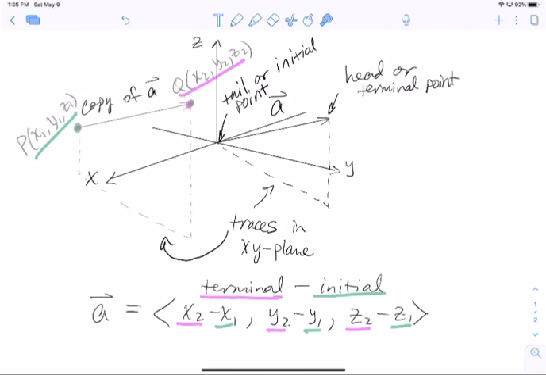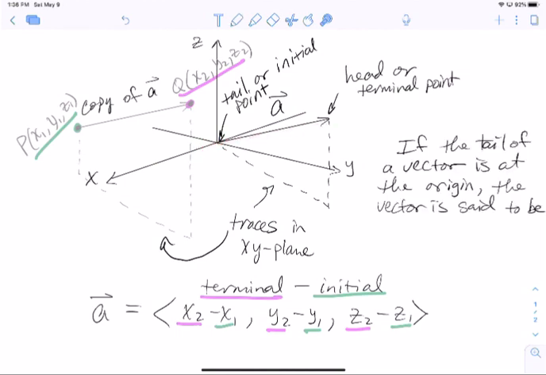So just to recap, any vector that goes from P to Q, we're going to form some differences. We're going to subtract the coordinates of P from the coordinates of Q. The terminal point comes first. It's terminal minus initial. Now, if the tail of a vector is at the origin, as in the case of a, then the vector is said to be in standard position, or is said to be a position vector. And so here a is a position vector. The copy of a is not, but it's the same vector.